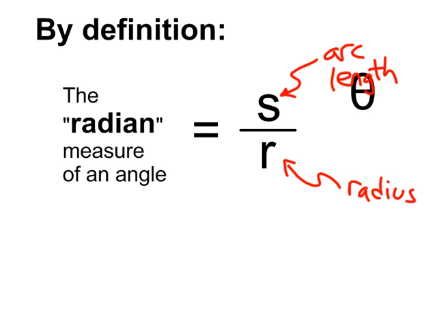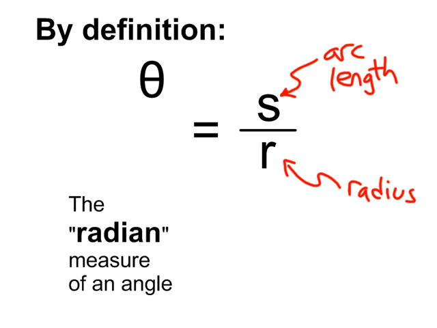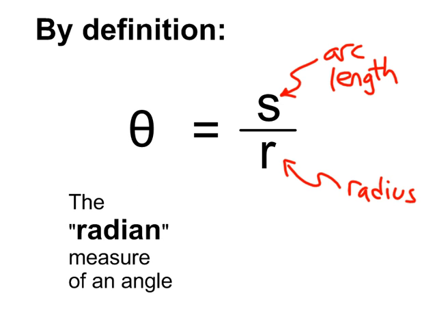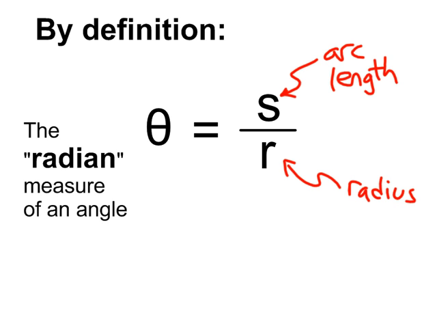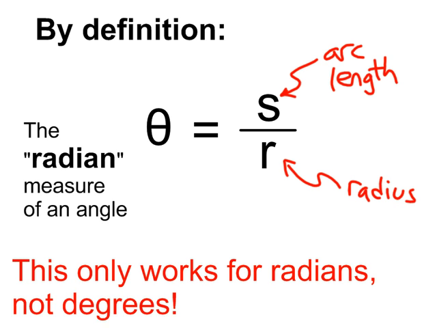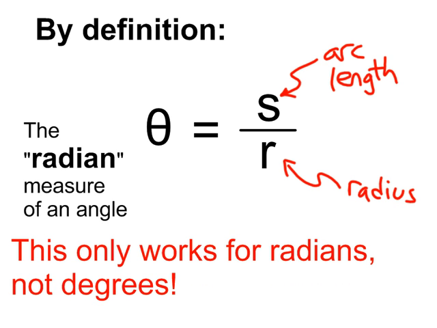So let me bring theta in here. And we will typically say that theta equals S over R. But let me really stress again here that that only works for radians. This formula that you're seeing on the screen right now, make it very clear in your notes that that only works for radians. As soon as you start talking degrees, you try to slip back to your old ways, that formula does not work.